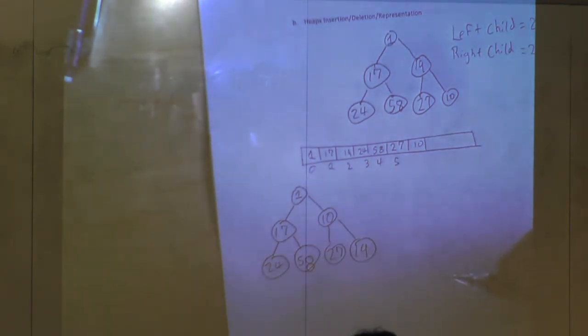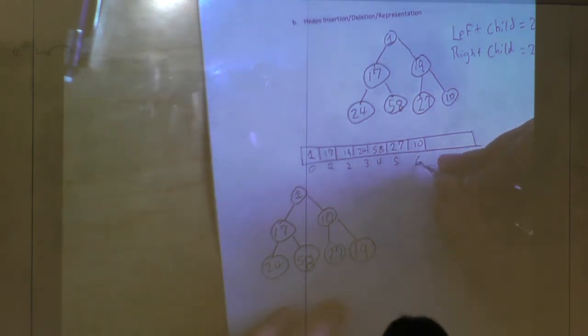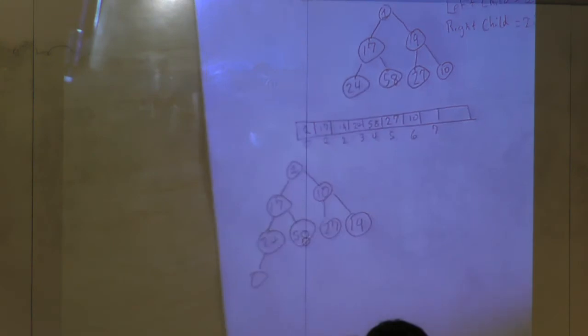Now our heap has both the properties that we want. All the elements that are children are bigger than their parents, and the tree is still complete. So now our next index here will be 7, which is where our next child would go if we had another element to insert.